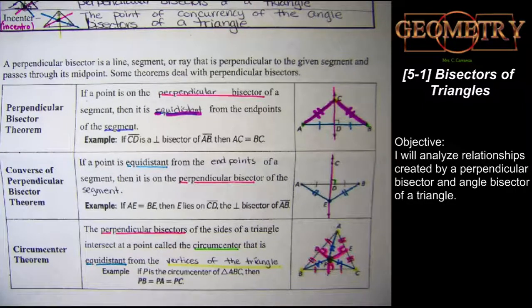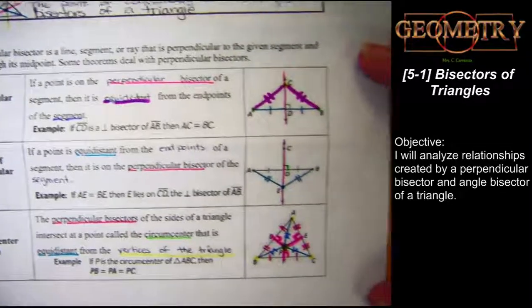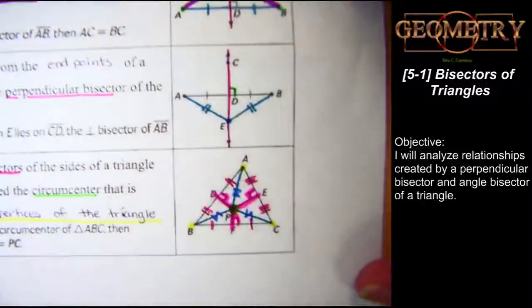Great question. We forgot what equidistant meant. You're exactly right. That's exactly what it means. Equal distance. So that means that the circumcenter is going to be the same distance from every corner of the triangle.